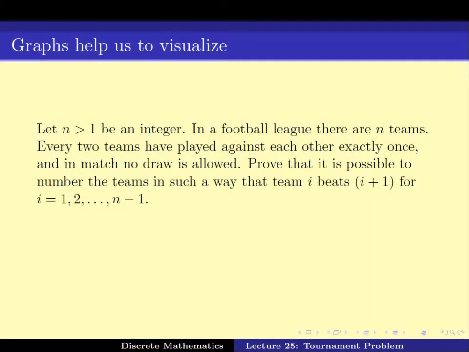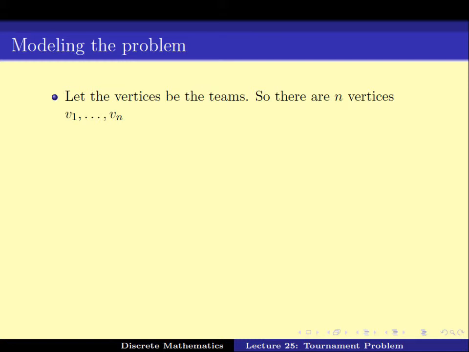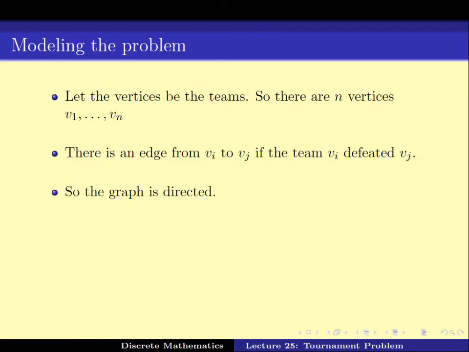Now, coming back to the problem that we have, we looked at this problem and converted it into a problem in graph theory. How? We considered the n vertices V1 to Vn as the teams, and we drew an edge from Vi to Vj if team Vi defeated team Vj. If Vi defeated Vj, then Vj does not defeat Vi because they play only one game between them, which means that the graph is directed.